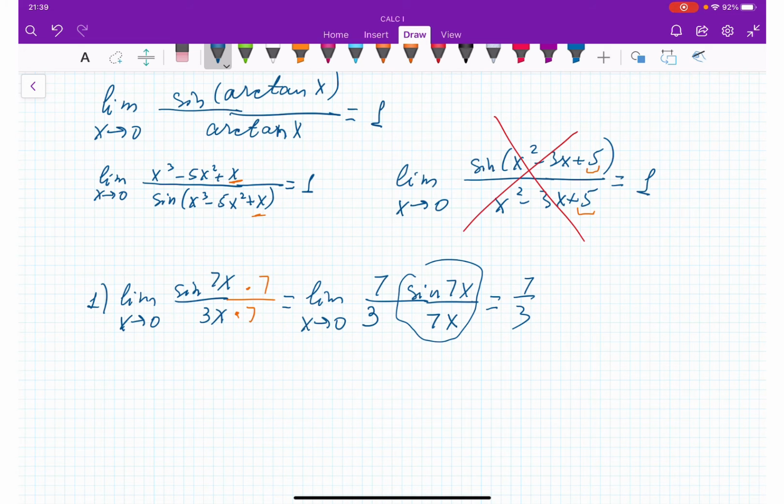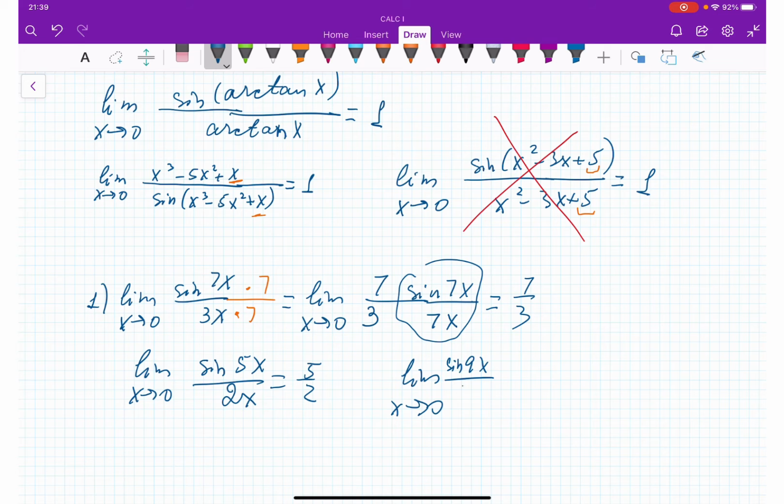So the bottom line is, if I have limit as x approaches 0 of sine 5x over 2x, the answer is going to be 5 over 2. If I have limit as x approaches 0 of sine 9x over 5x, the answer is going to be 9 over 5. Okay, we good? Next, what else interesting thing can we find? Let me see. Yeah, I can do such a case.